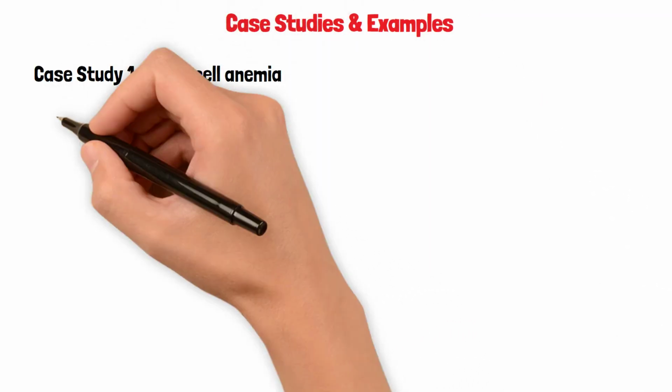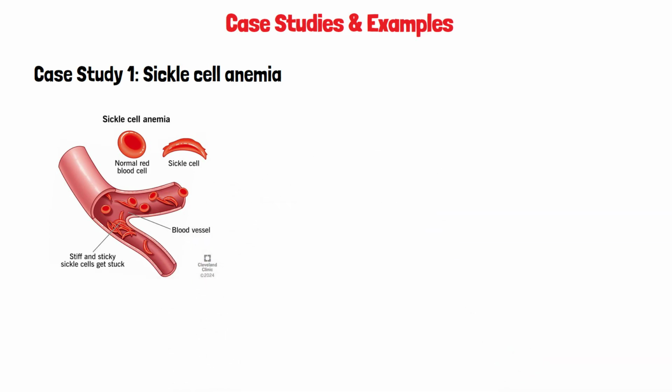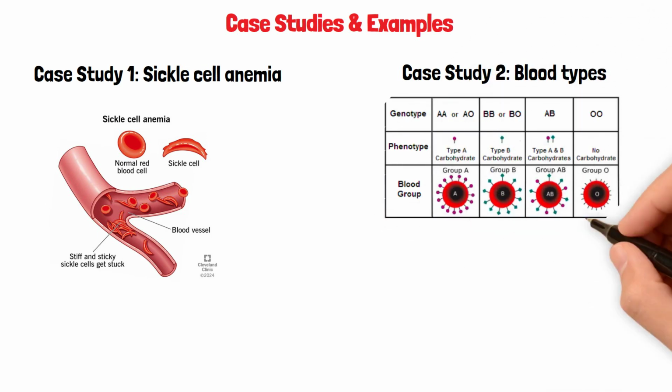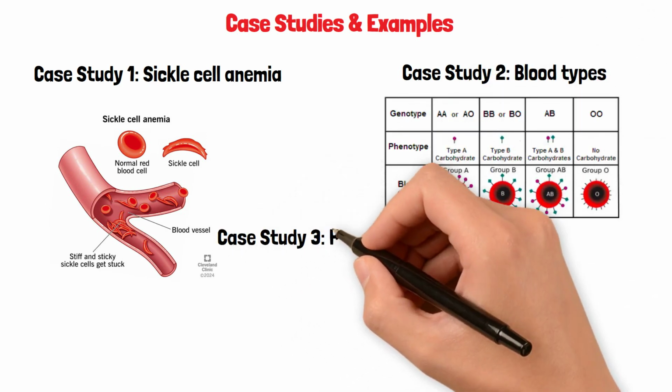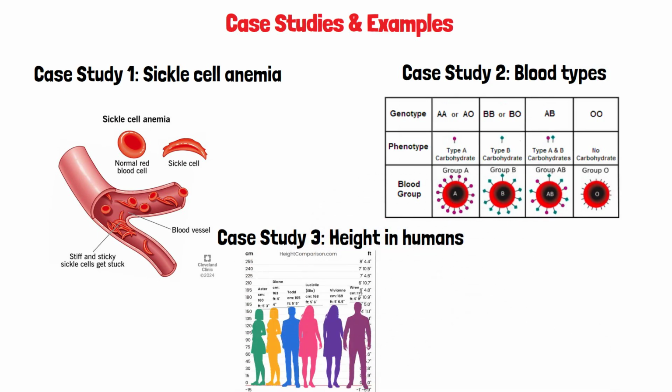Case studies and examples. Case study 1, sickle cell anemia, shows incomplete dominance. Heterozygotes have partial resistance to malaria. Case study 2, blood types demonstrate both multiple alleles and codominance. Case study 3, height in humans, a polygenic trait influenced by both genetics and environment.